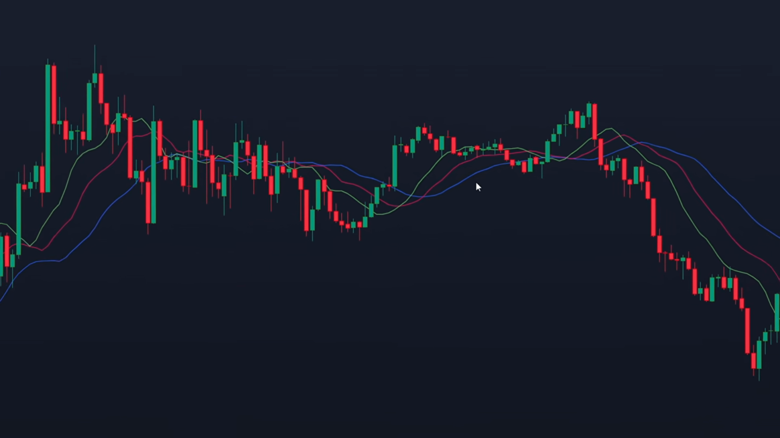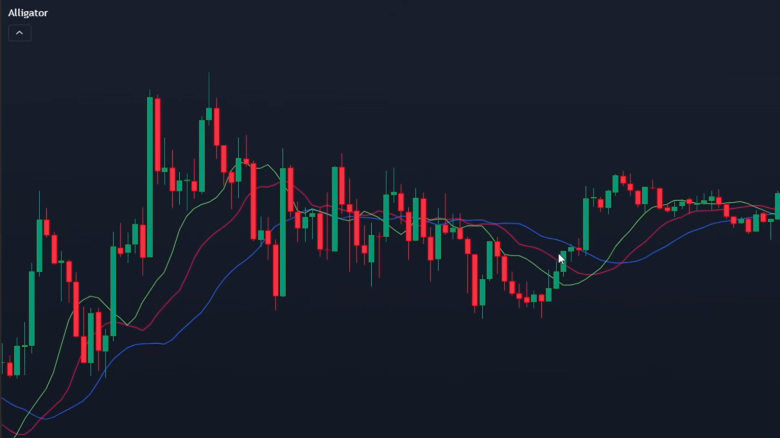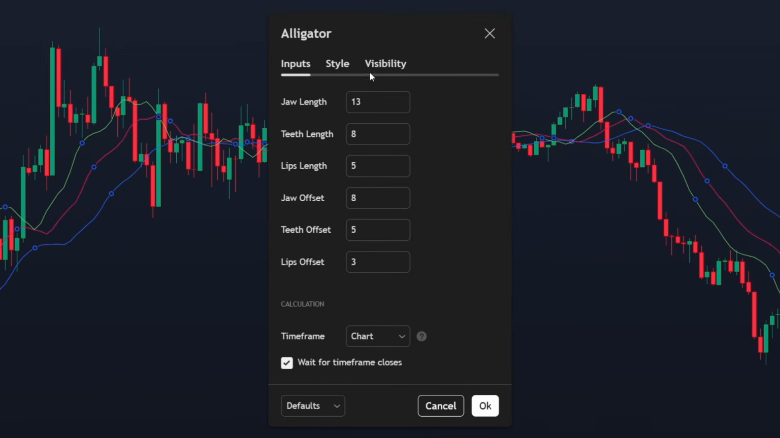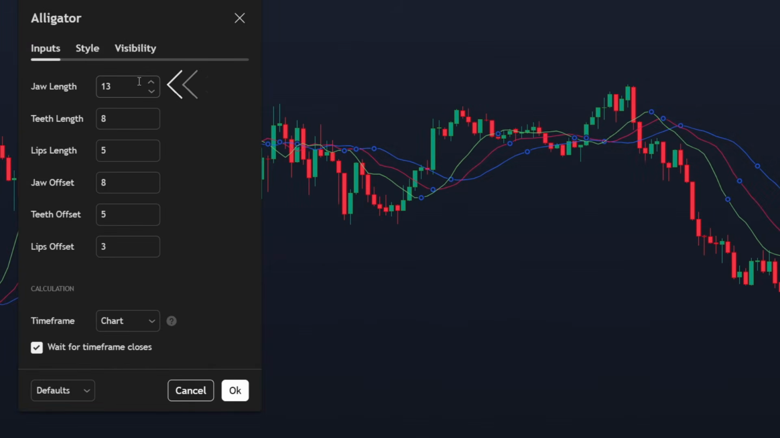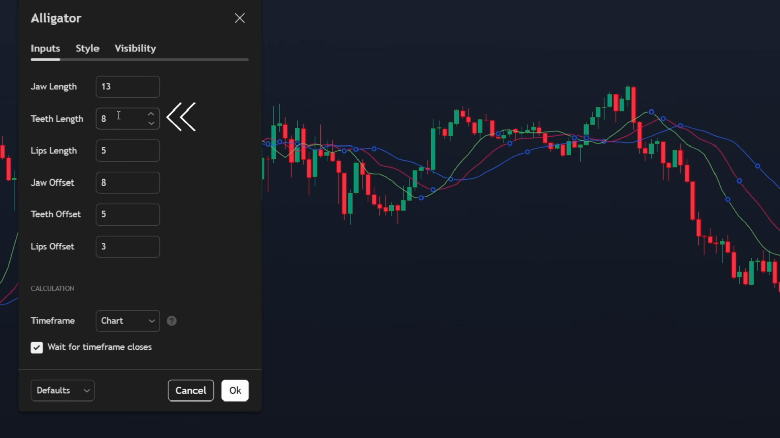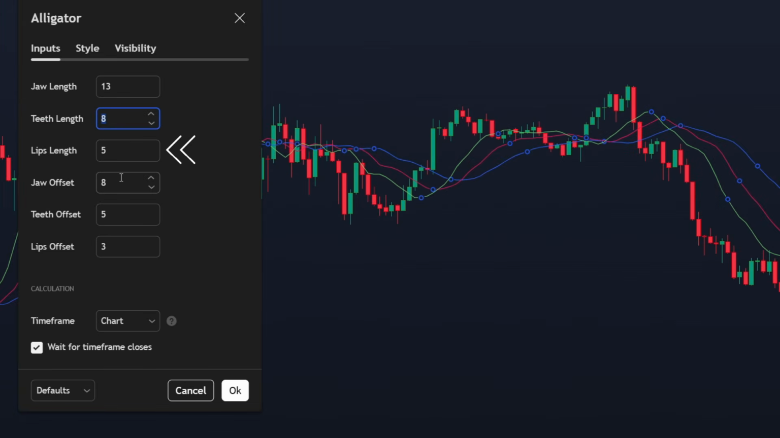Even though these lines have unique names, technically they are just moving averages with specific settings. If we open the settings of the indicator, we can see exactly how these lines are calculated. The blue line, which is the jaw of the alligator, is a smoothed moving average with a length of 13 and an offset of 8. The red line, which is the teeth, has a moving average length of 8 and an offset of 5. The green line, which is the lips, has a moving average length of 5 and an offset of 3.